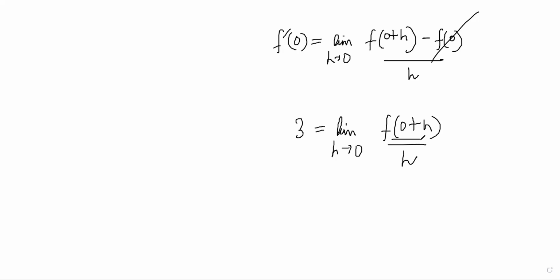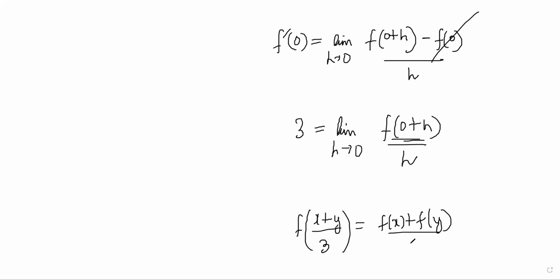Now try to use the condition here, okay? So the condition that is given in the equation is what? F of x plus y by 3 is equal to f of x plus f of y by 3, right? So that means if you have f of 0 plus h here, we can say that it is f of 0 plus h is equal to f of 0 by 3 plus f of 3h by 3, right?